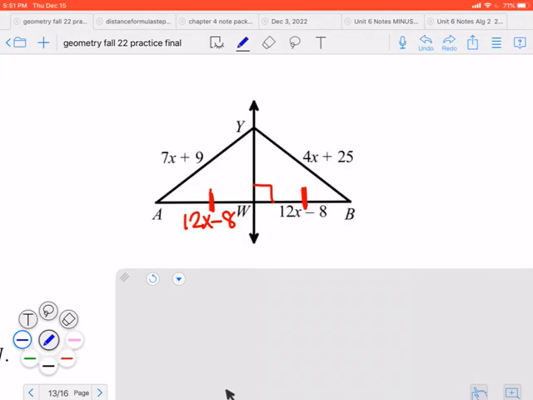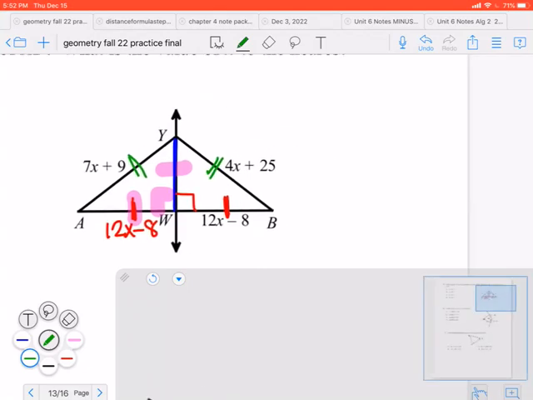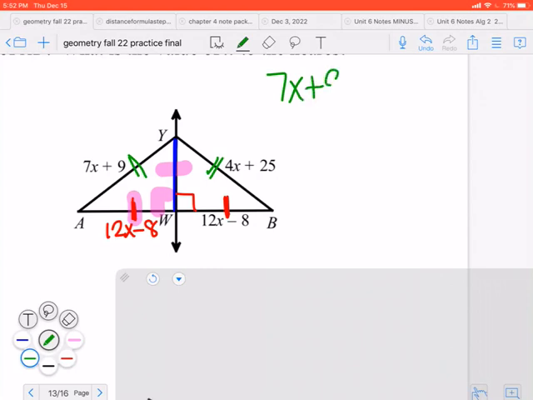These two, the triangle on the left and the triangle on the right, share a side. So these two triangles would be congruent with side, angle, side. Since they are congruent, we would then be able to say those two sides are congruent. So that's our equation we're going to be writing here: 7x plus 9 is equal to 4x plus 25.